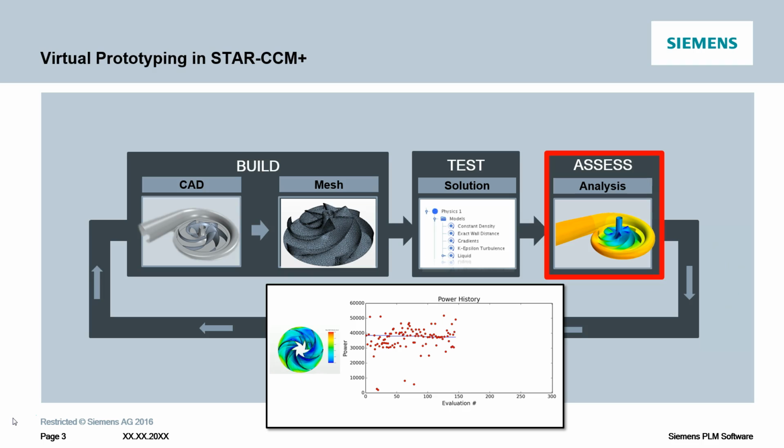The design change that we have done at the assess stage is a manual process, but our end goal is to automate this design change to intelligently search the design space to identify better pump designs. Now let us move to Star-CCM+ and perform the simulation.